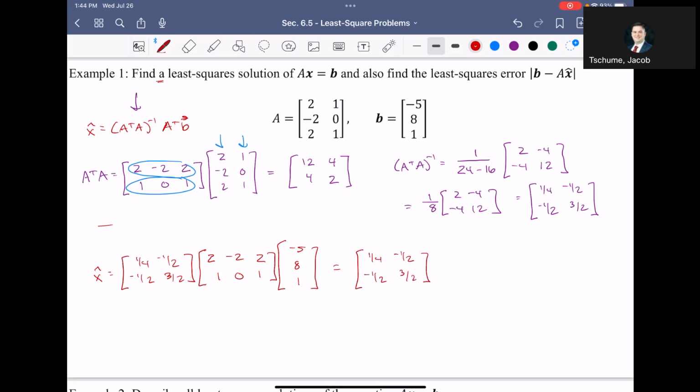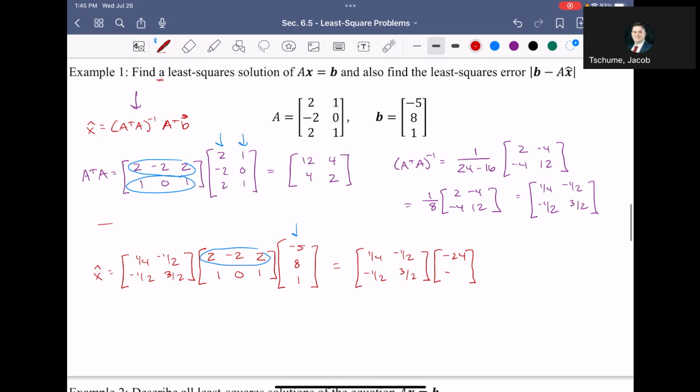So if I multiply this 2 by 3 times this 3 by 1, it should give me a 2 by 1. So I'm going to take this row times this column. That will give me -10 minus 16 is -26. And then -26 plus 2 is -24. And then second row times the same column should be -5 plus 4, which is -4.